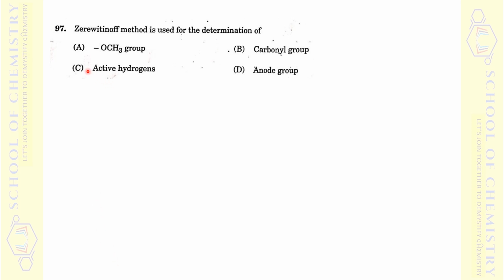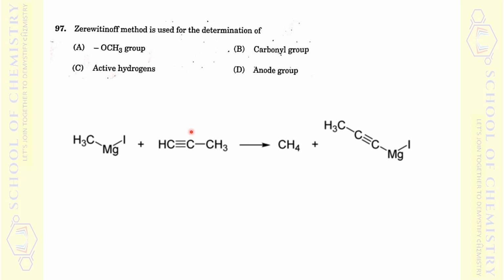Next one is about Zerewitinoff method. And Zerewitinoff method is used for what? That is the question. If you know Zerewitinoff's method, this question can be answered very easily. So in Zerewitinoff's method, any compound will be treated with methyl magnesium iodide reagent. Zerewitinoff's reagent is methyl magnesium iodide. So when the compound is treated with the reagent, whatever acidic hydrogens are present will be converted to methane.